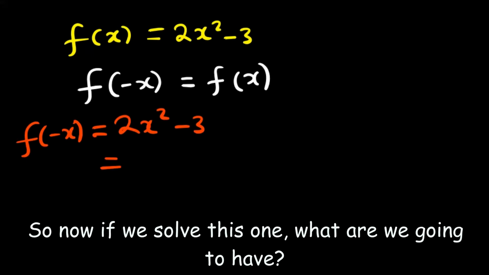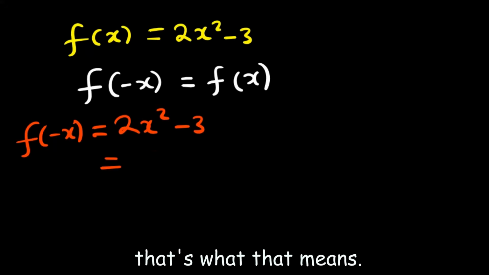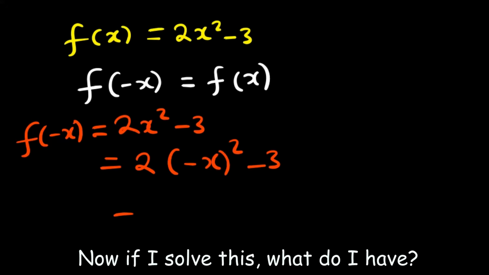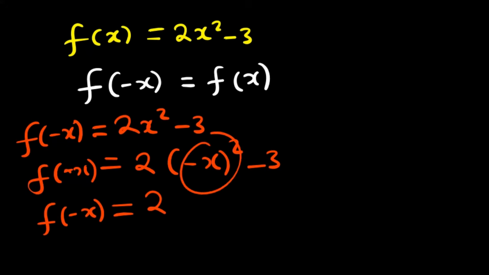Now if we solve this one, what are we going to have? Wherever there is x, we're going to put in negative x squared. That's what that means. So I'm going to have 2 times negative x squared minus 3. Now if I solve this, what do I have? This is f of negative x. 2 times negative x squared, what is it going to give me? It is going to give me x squared. Then minus 3, I'm going to have my minus 3 there.